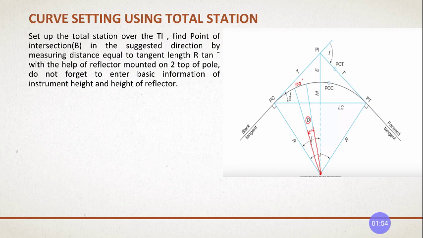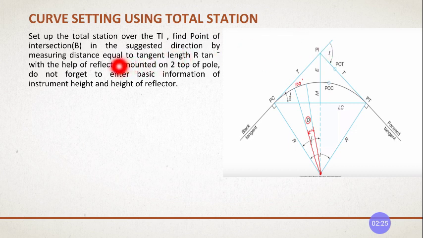Set up the total station at T1, right? Find the point of intersection in the suggested direction by measuring the equal distance of length, the tangent length. You know this is the tangent length, right? This is your point T1, or you can say PC, right? It is the start point of your curve, and you're going to find the point of intersection, this PI, right?